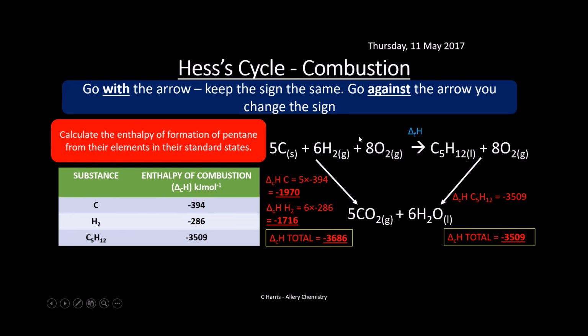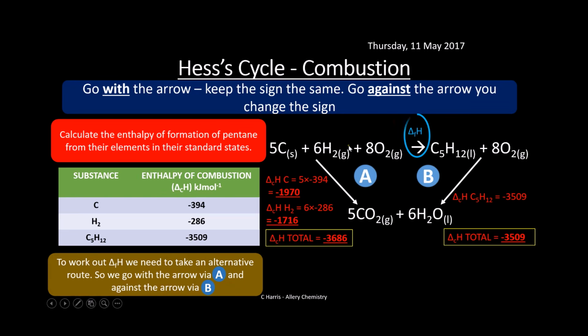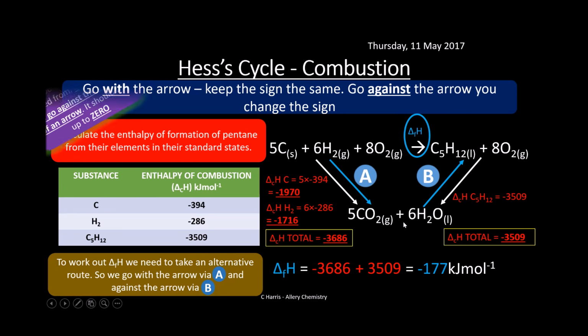Again, when we're doing the cycle, we need to go from here to here, but imagine that's a roadblock, so we can't do it. So we're going with the arrow here and against the arrow here, so we're taking that diversion. So with A means minus 3686, and against B is plus 3509, equals minus 177 kilojoules per mole. So this is basically the enthalpy of formation of pentane, minus 177. So this is an exothermic reaction.